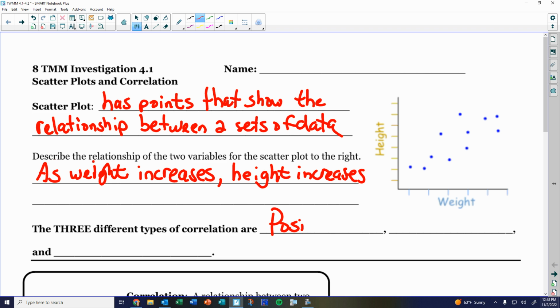Positive, negative, and no correlation. Three types of graphs that you can have. So we would say that this graph of height and weight would be a positive correlation because it's going up. Both of them are increasing at the same time. We're going to get into each of the three here in just a second. All right? Is everybody with me? Okay. So let's go to the first one.